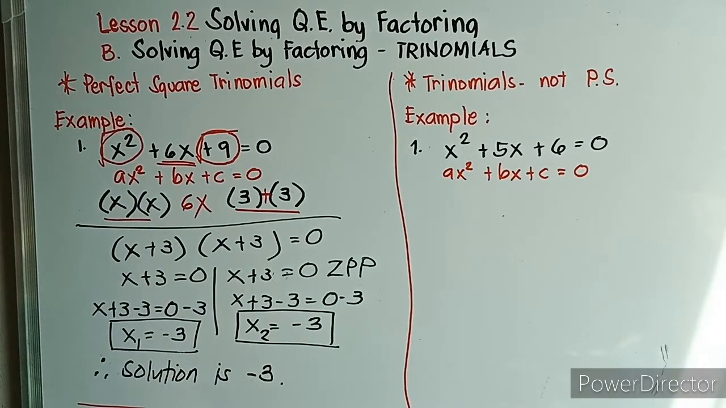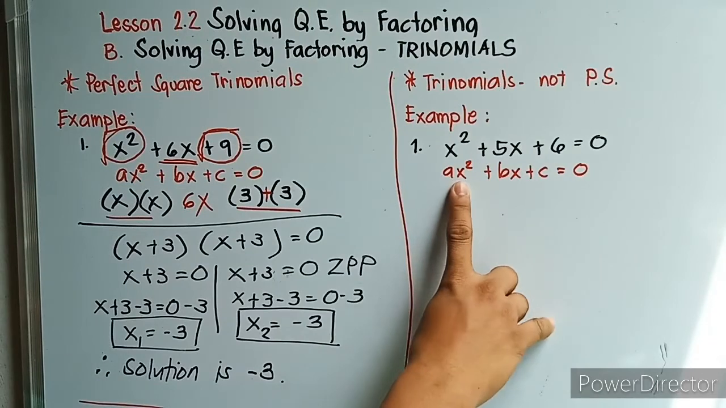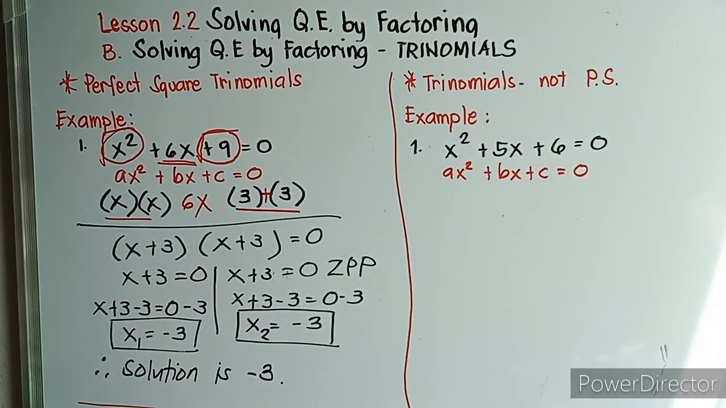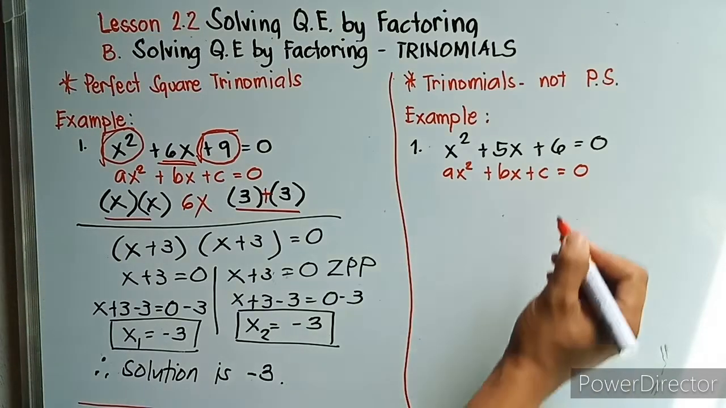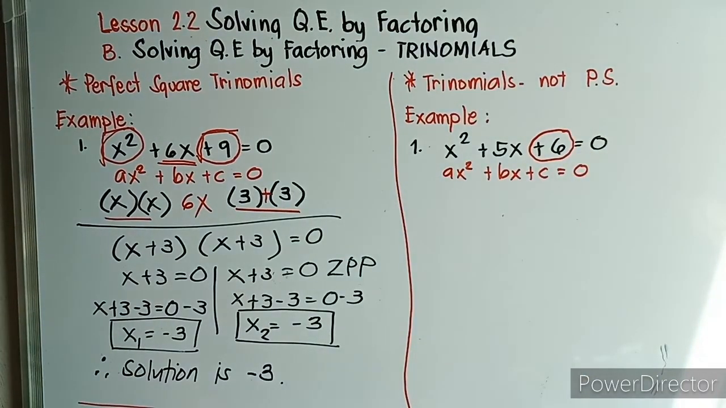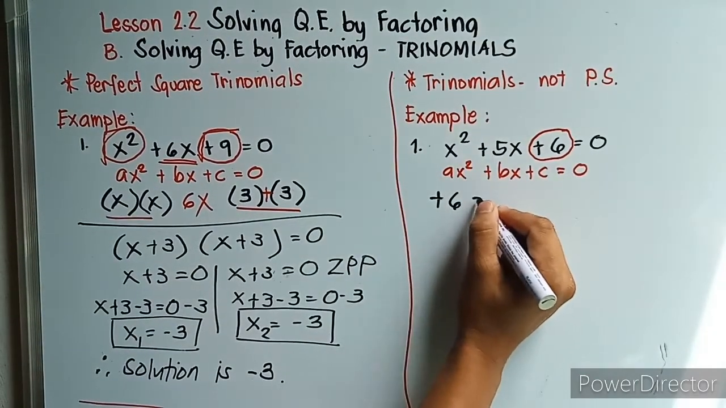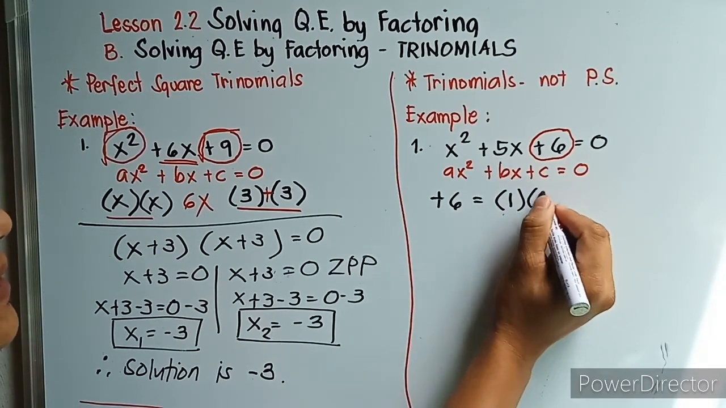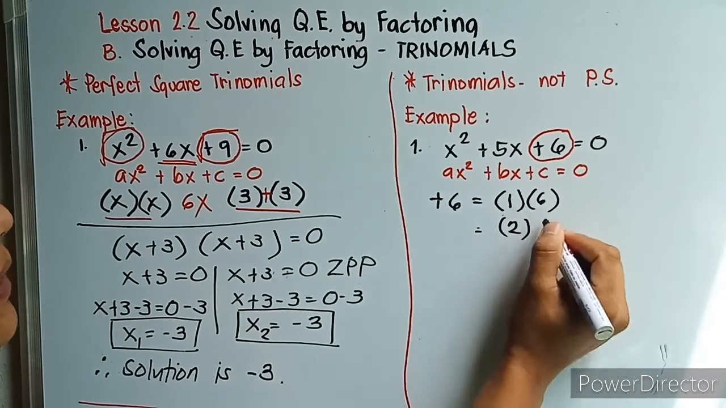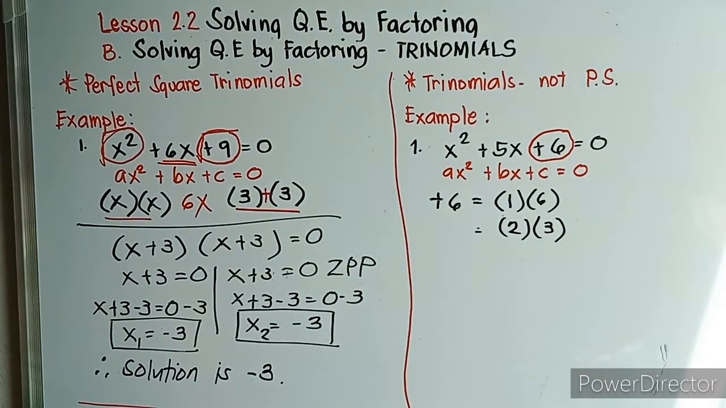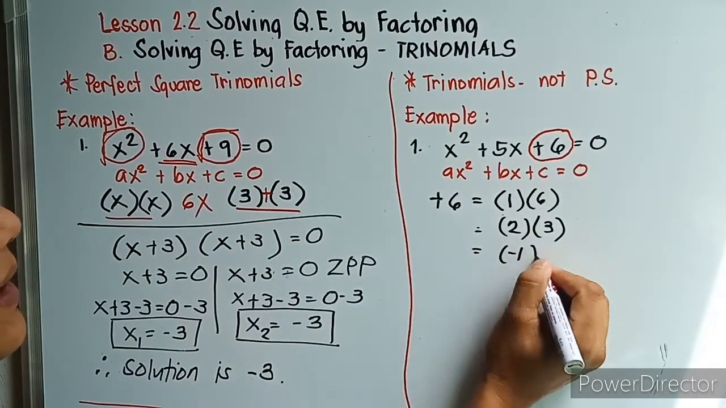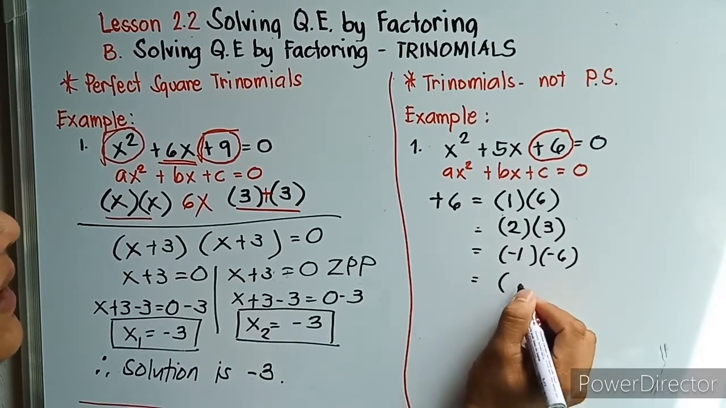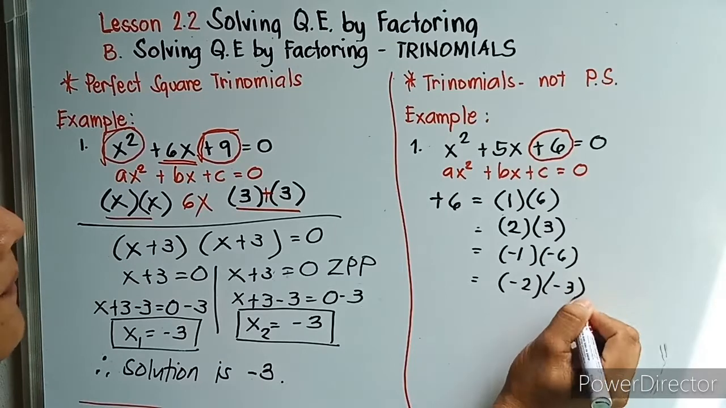What if our trinomial is not a perfect square trinomial, or just a regular trinomial? Here, again, we are going to set it to standard form, ax squared plus bx plus c is equal to 0. Then, we're going to look now at our constant, which is positive 6. Now, what we're going to do is list all the factors of positive 6. So, positive 6 equals, factors, 1 times 6, 2 times 3. So what else? We have negative 1, negative 6, then negative 2, negative 3.